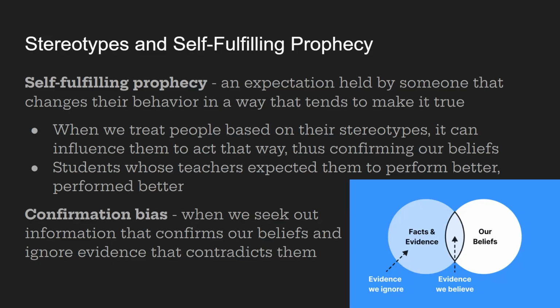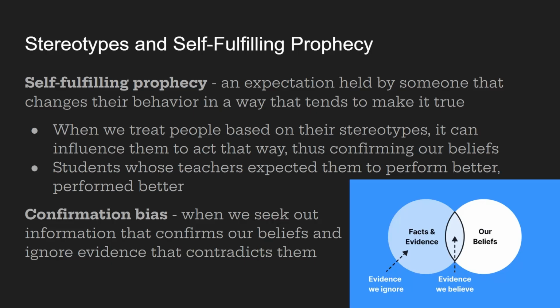Self-fulfilling prophecy is an expectation held by someone that changes their behavior in a way that tends to make it true. So when we treat people based on their stereotypes, it can influence them to act that way and confirm our beliefs. An experiment showed that students whose teachers expected them to perform better, they perform better.